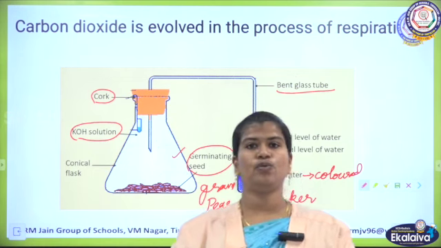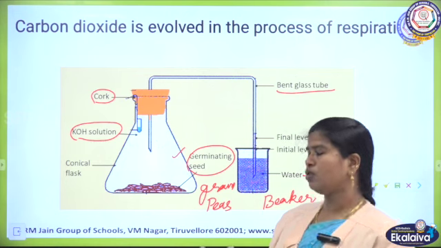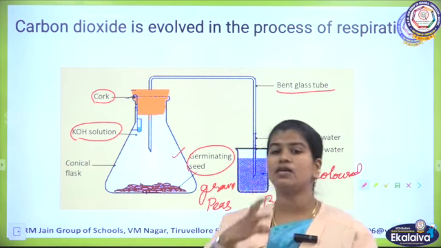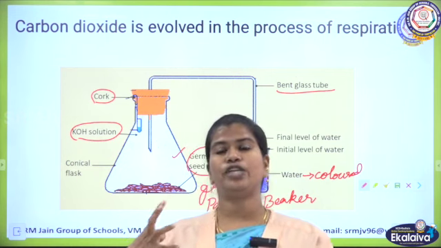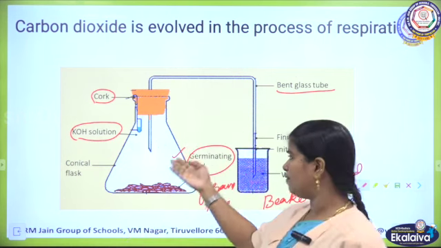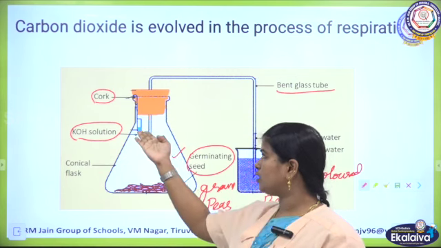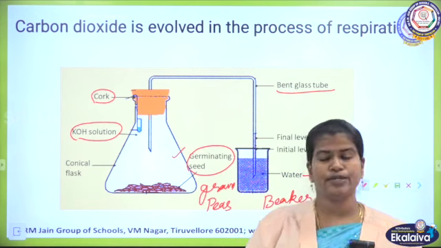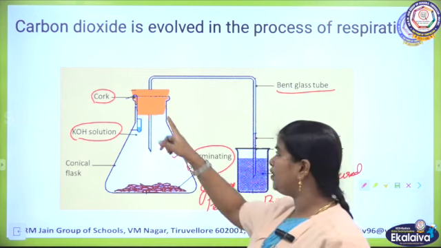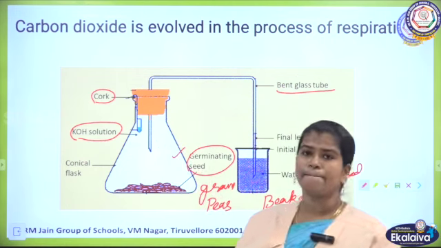Let me explain what we are going to do in the procedure. We take the germinating seeds, maybe gram or peas, in the conical flask. In the conical flask, in a test tube, we keep the potassium hydroxide solution, and we close it with the cork, which should allow the bent tube to pass through.